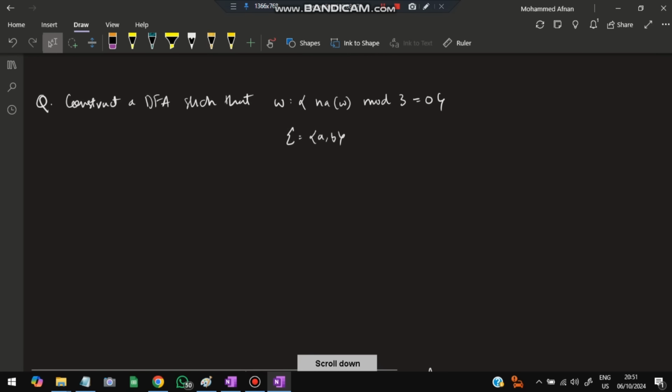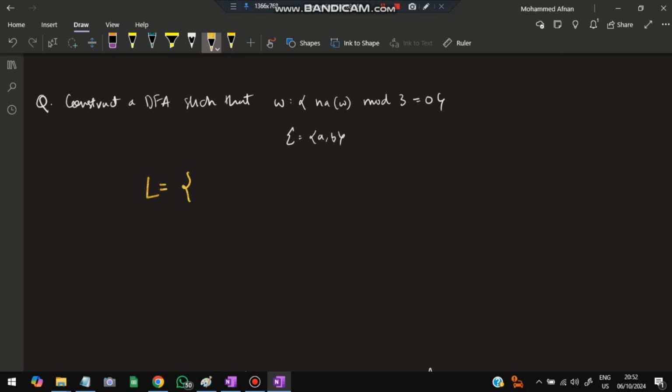Okay. Moving on, consider the DFA where W is equal to the number of A's in W mod 3 should be equal to 0. The alphabets they have given here are A and B. Let's consider our language here. The number of A's mod 3 should be equal to 0. So the number of A's can be either 0, or 3, or 6, and so on. So what is the least string you can form? The least string is the empty string, right? The empty string will also have the number of A's mod 3 equal to 0.